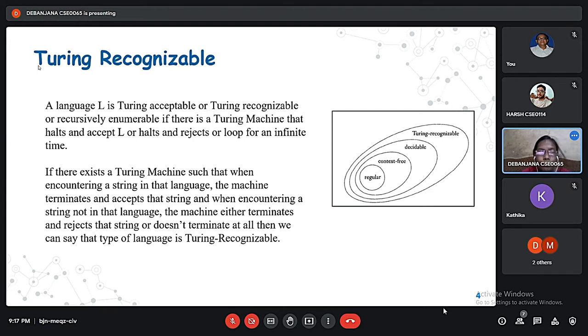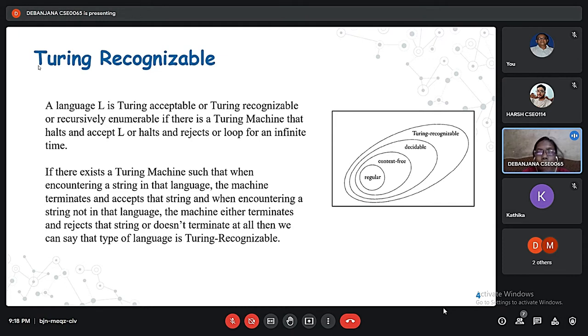So, in the recursively enumerable language, if we pass a string from the recursively enumerable language into a Turing machine, then if that string belongs to the language, the Turing machine will accept and it will halt. And if we pass a string which does not belong to the language, then it may or may not halt. We cannot ensure whether it will halt or not.